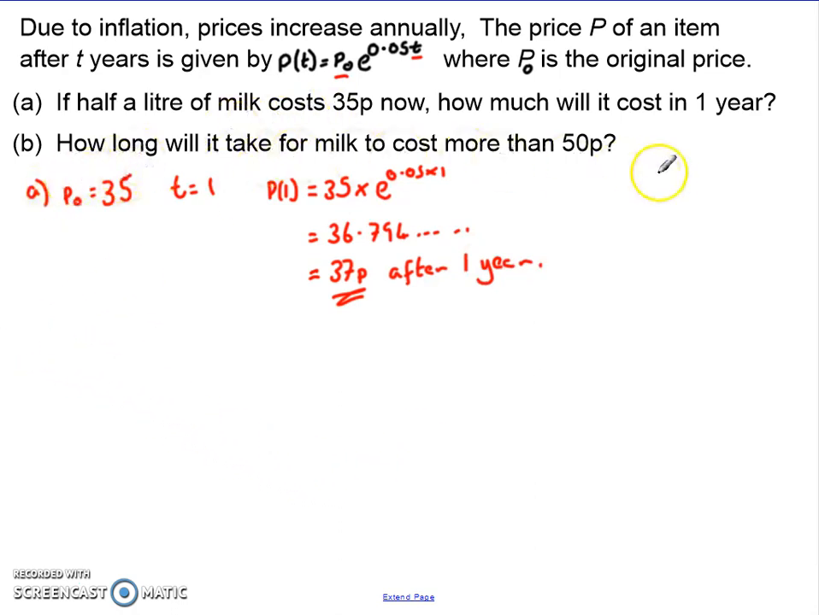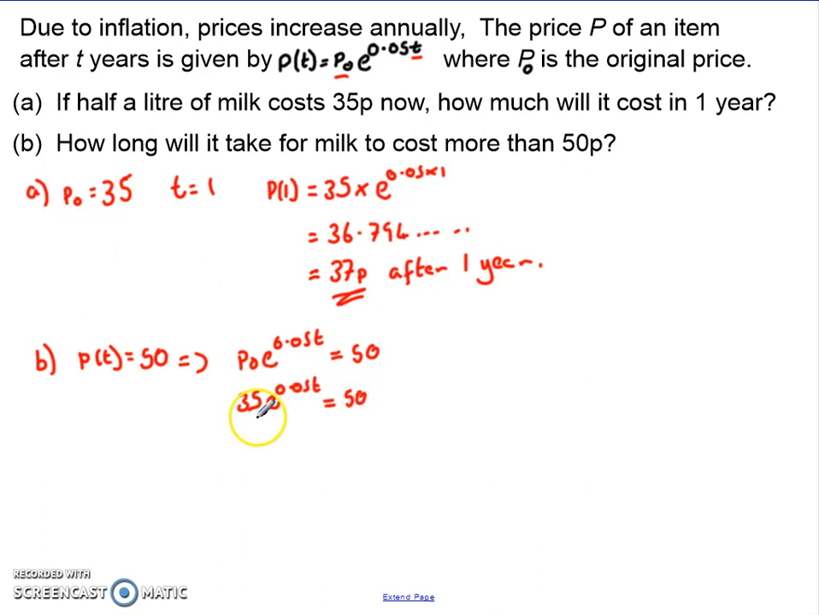Second part is how long it will take for the milk to cost more than 50 pence. So what we know in this case is that P of t is equal to 50p. We want to know when the price is equal to 50 pence or more, so we have to set a function equal to that. We want to set P naught e to the 0.05t equal to the 50p. Now we know what P naught is. It's the same starting price as in the first one. So it's 35e to the 0.05t equals 50.